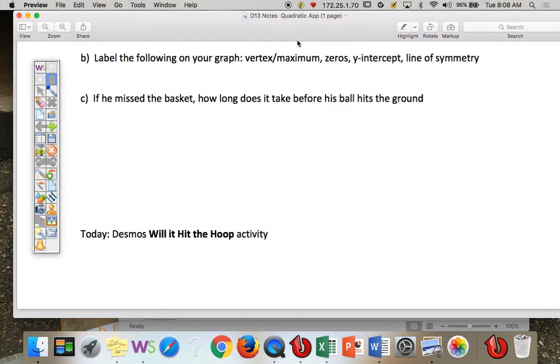So today we're going to look at quadratics, and we're going to do a will-it-hit-the-hoop activity. So that'll be our classwork for today. We're looking at quadratics, and we'll talk about max, mins, and x and y intercepts as well.